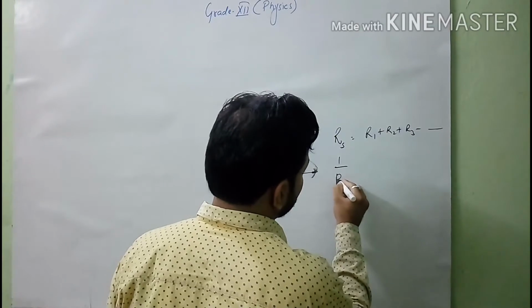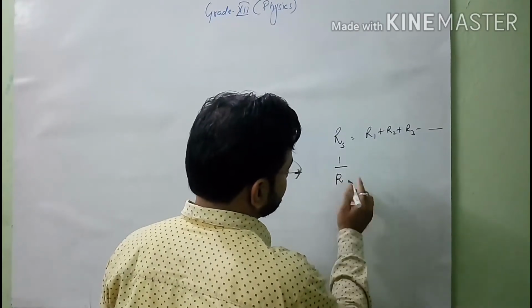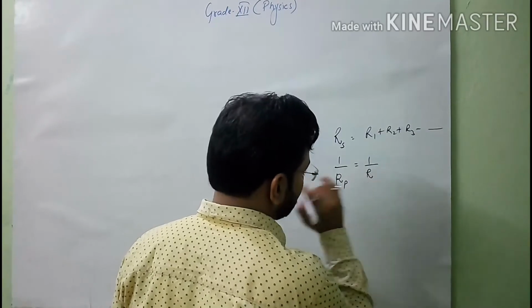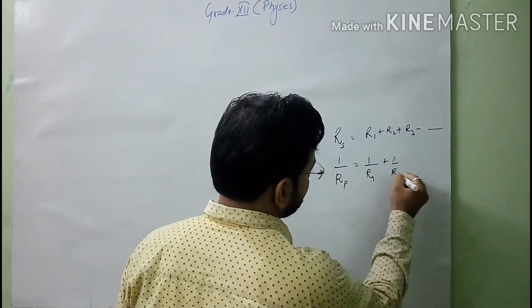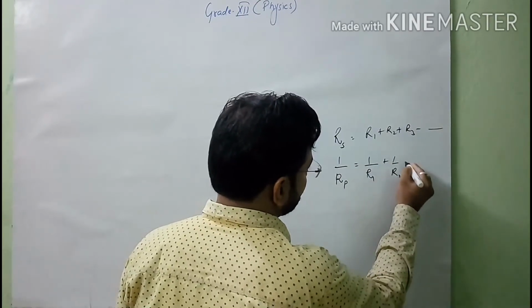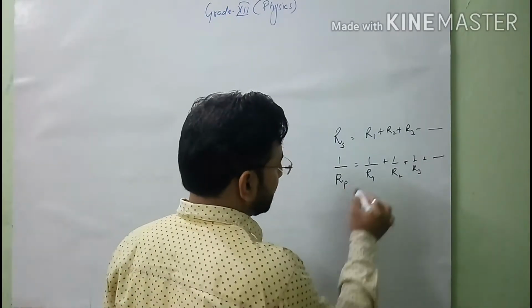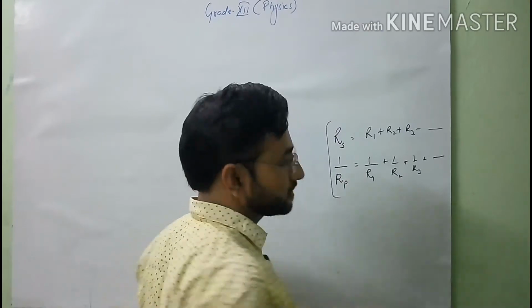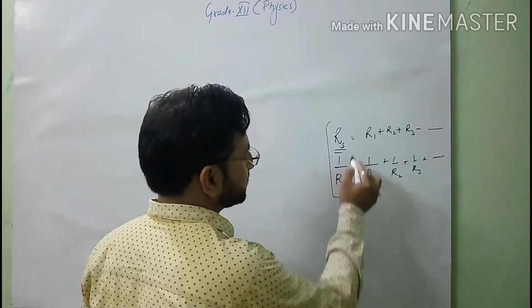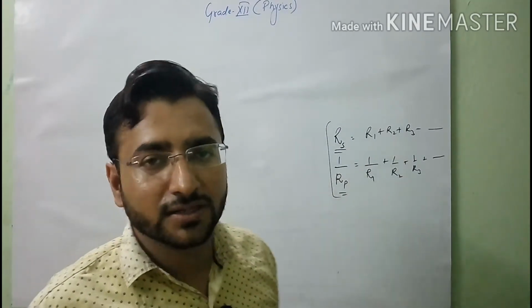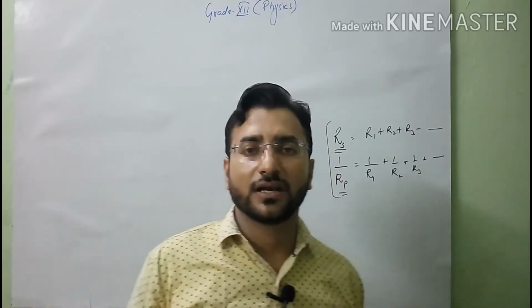And similarly, when we think about the parallel combination, if you have R1, R2, R3 and so on up to n resistances, then you can add all the resistances like this, and after the addition in this way, you will get the equivalent resistance in series combination and in parallel combination.